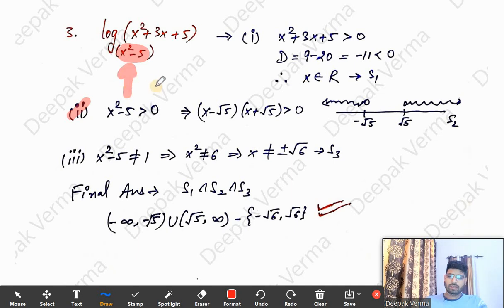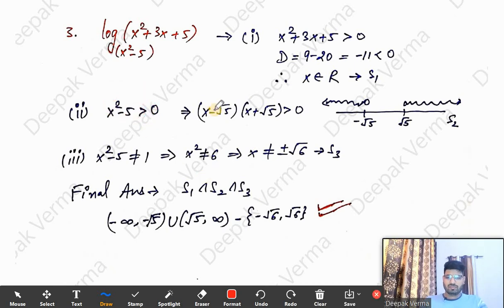We will come to the base. Is there any problem with this? Don't know. But the condition is what? We cannot say it is positive or negative. It depends on the value of x. Got it? Base should be positive. Base should not equal 1. So this should be positive. x square minus 5 should be greater than 0.